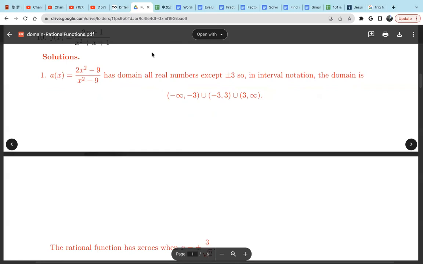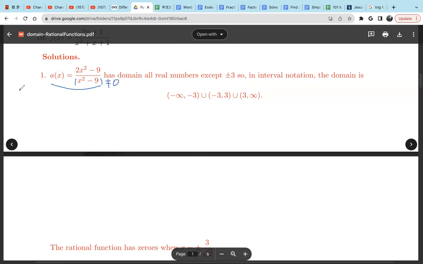So first, let's look at the domain. This is our first question. So what is its domain? How do we find its domain? We take the denominator, right? The denominator in this case is x squared minus 9. And we say, okay, this cannot be 0, because in mathematics, dividing by 0 is illegal.